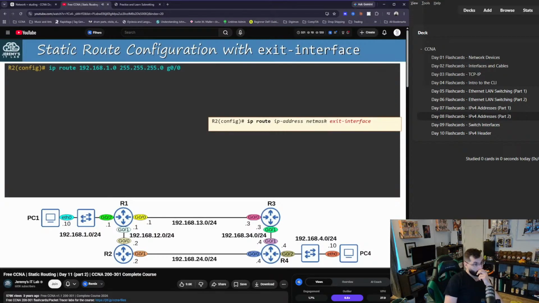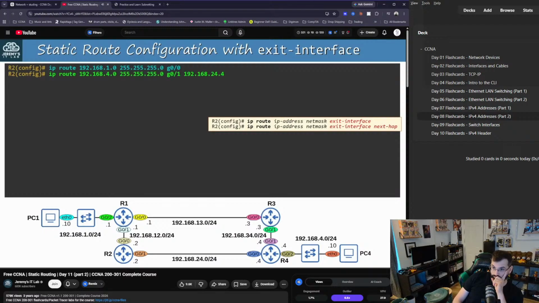Now, before we check the routing table, there is one more option. You can specify both the exit interface and the next hop. So if R2 wants to send packets to the 192.168.4.0/24 network, it should send packets to R4. And which interface should it send packets out of to reach R4? G0/1, because it's connected to R4. And what is the next hop IP address? It's 192.168.24.4, the IP of R4's G0/0 interface. So here's the command: ip route 192.168.4.0 255.255.255.0 G0/1 192.168.24.4.